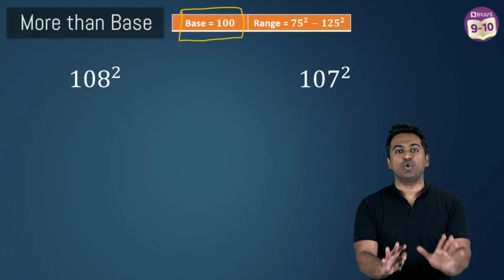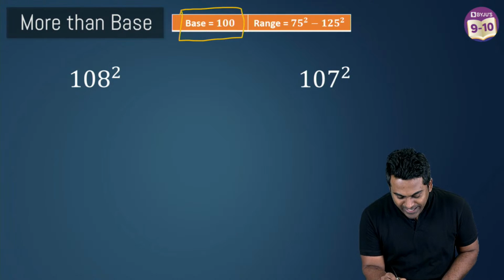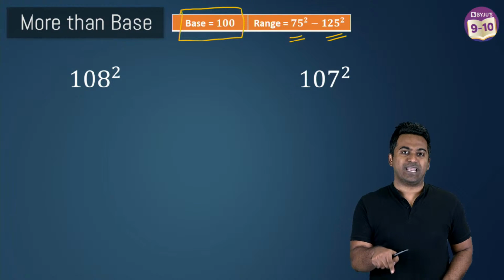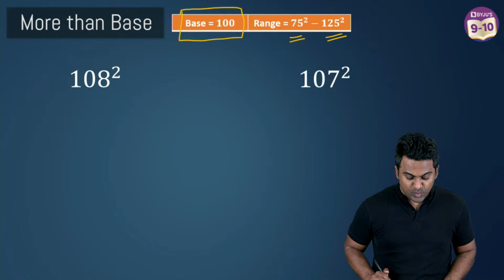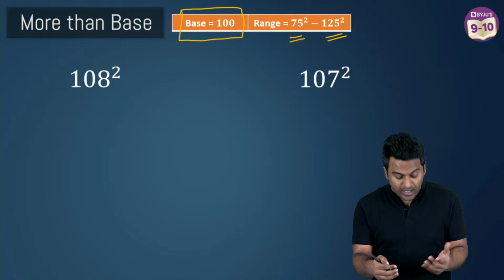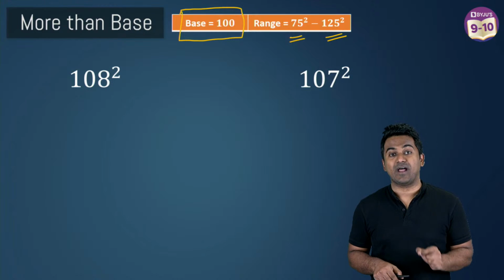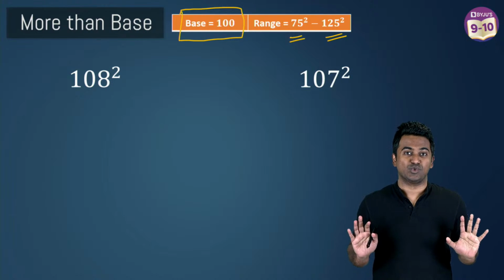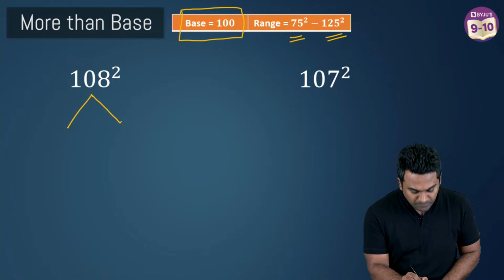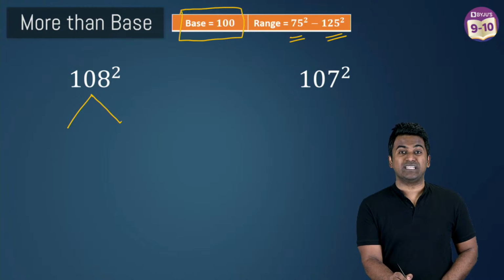Right now, I just want you to understand that to calculate these squares from 75 square to 125 square, I will be using the base as 100, which means using 100, I will be able to calculate 108 square, 107 square, and so on and so forth. All right, so come on. How will I be able to write 108 using the base of 100?